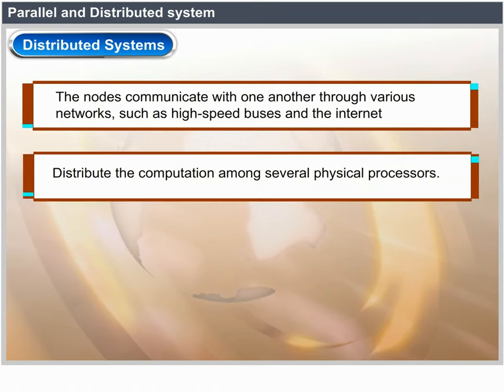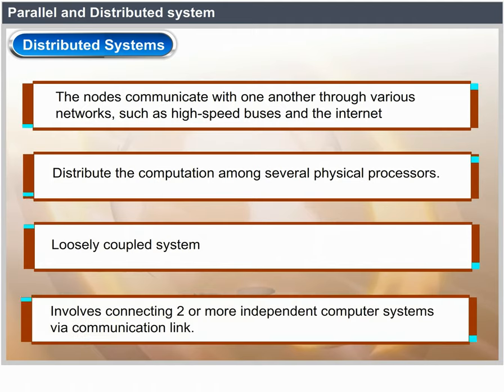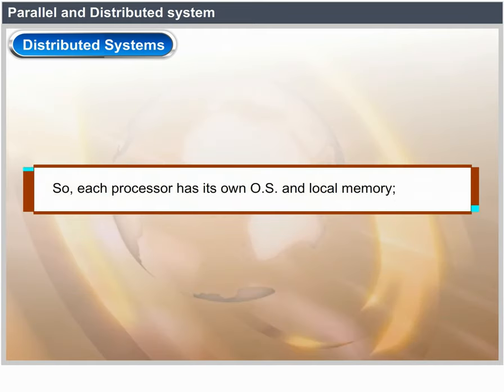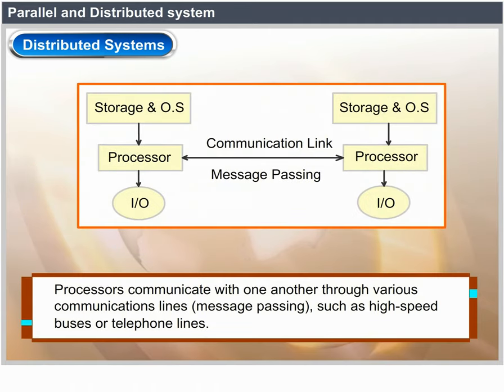A loosely coupled system involves connecting two or more independent computer systems via a communication link. So each processor has its own OS and local memory. Processors communicate with one another through various communication lines, using message passing, such as high-speed buses or telephone lines.